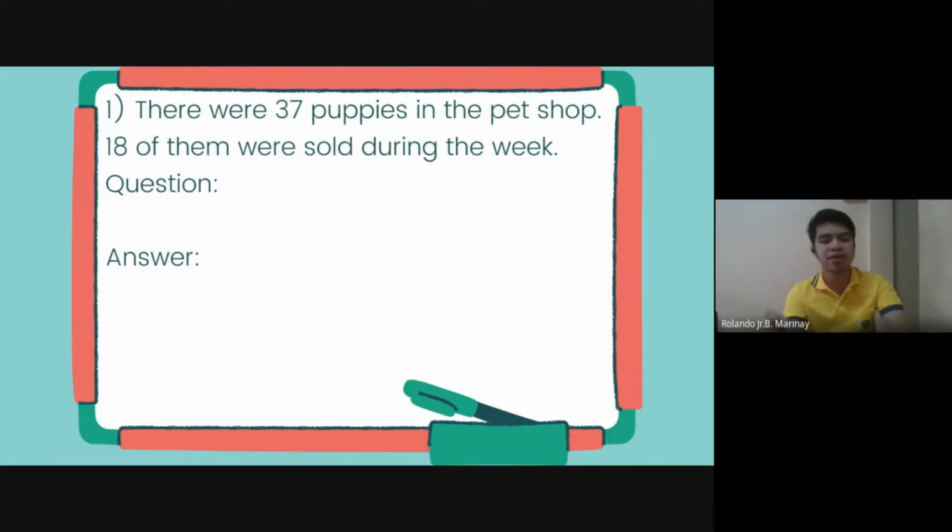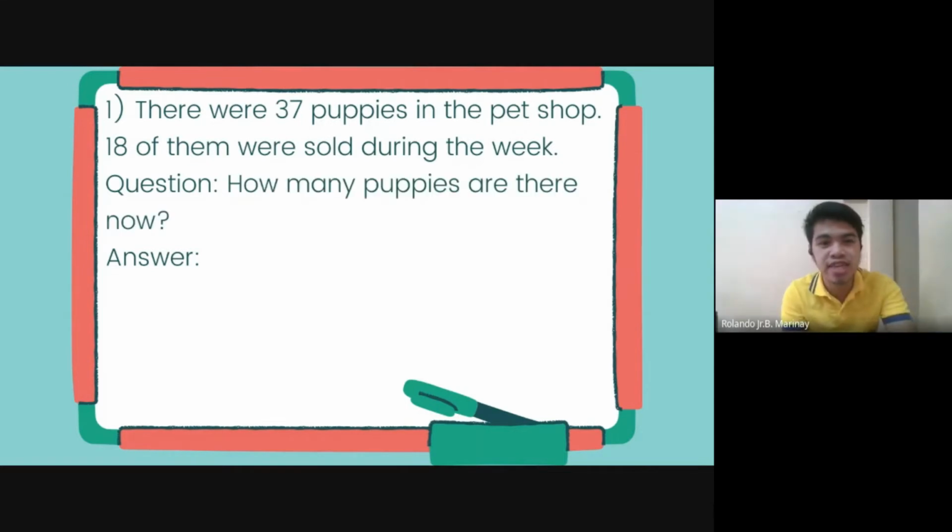For example, we can write: How many puppies are there now? So that we can give that question, and then we're going to find out its answer. How to answer that? That's going to be subtraction because the number of puppies in the pet shop became less. It decreased. So we're going to do 37 minus 18 is equal to blank.